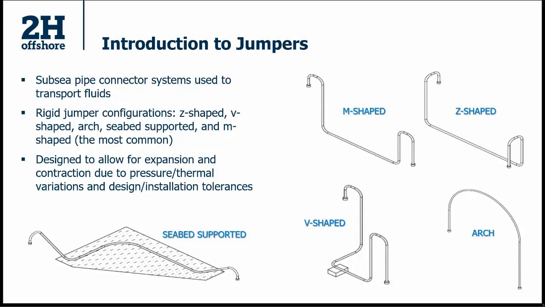Because during operations, your flow lines or your risers are going to have movement because of environmental loading or from pressure and thermal expansion and contraction. The jumper has to be sufficiently compliant such that it can tolerate these displacements. And having such shapes helps in achieving that design objective.